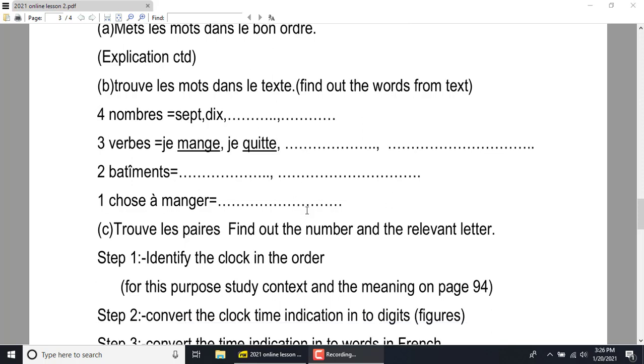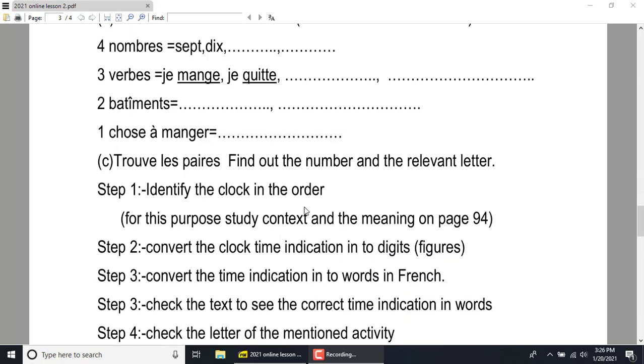Then trouve les paires, find the number and the relevant letter. That is the C1. There you can find, with the numbers, some clocks. So you have to find the clock with the correct relevant activity, which is given in a letter, which represents the activity.